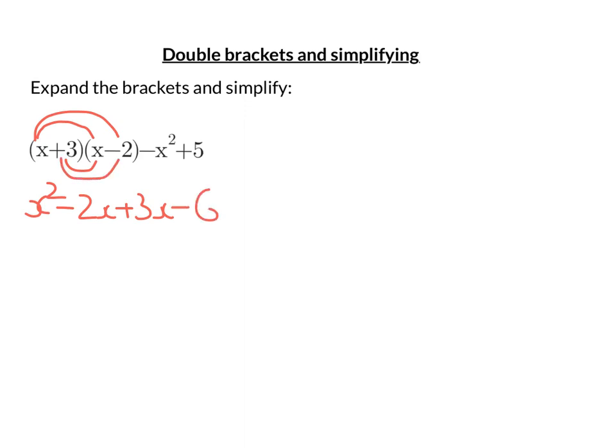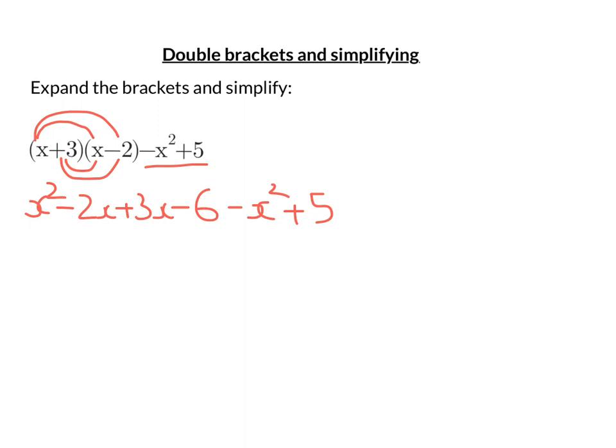and take away 6. Now if you're doing that by the grid method, do check that you're getting the same answers. Now I must also include what I've got here as well, so don't forget that. Now let's collect like terms.